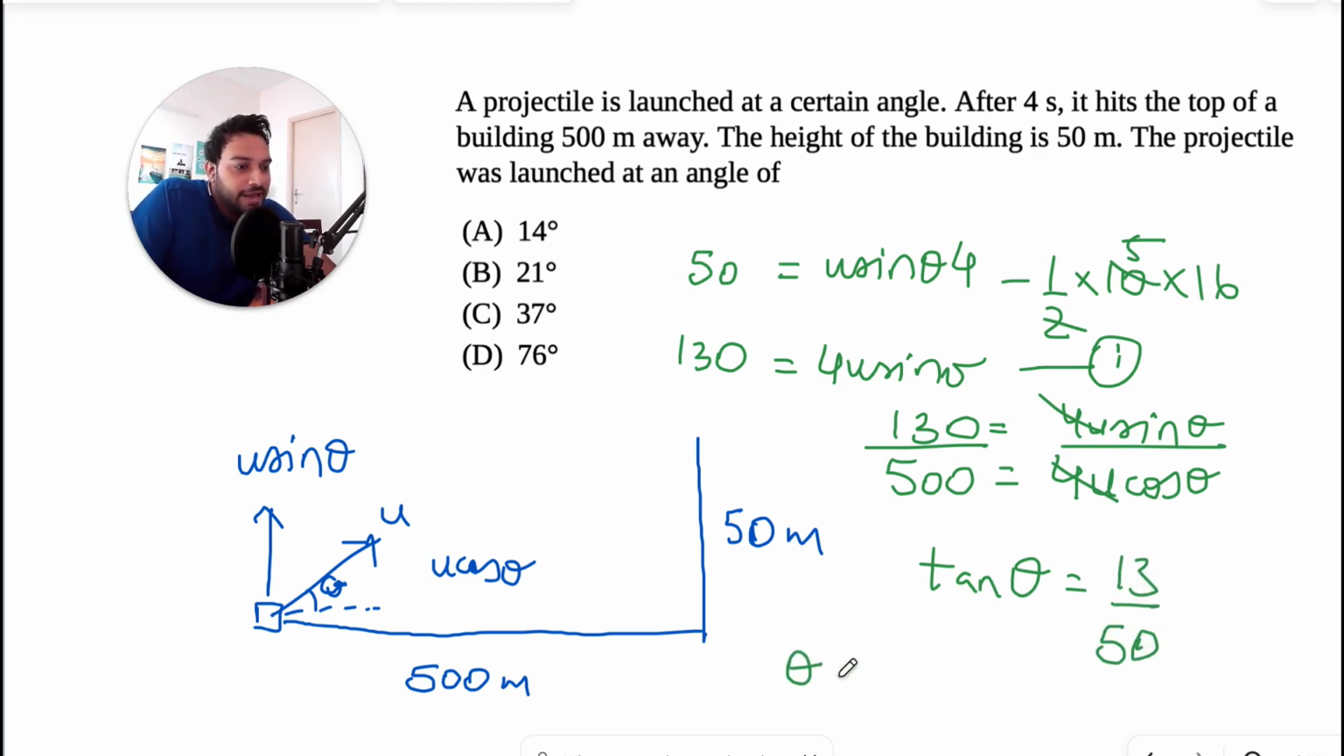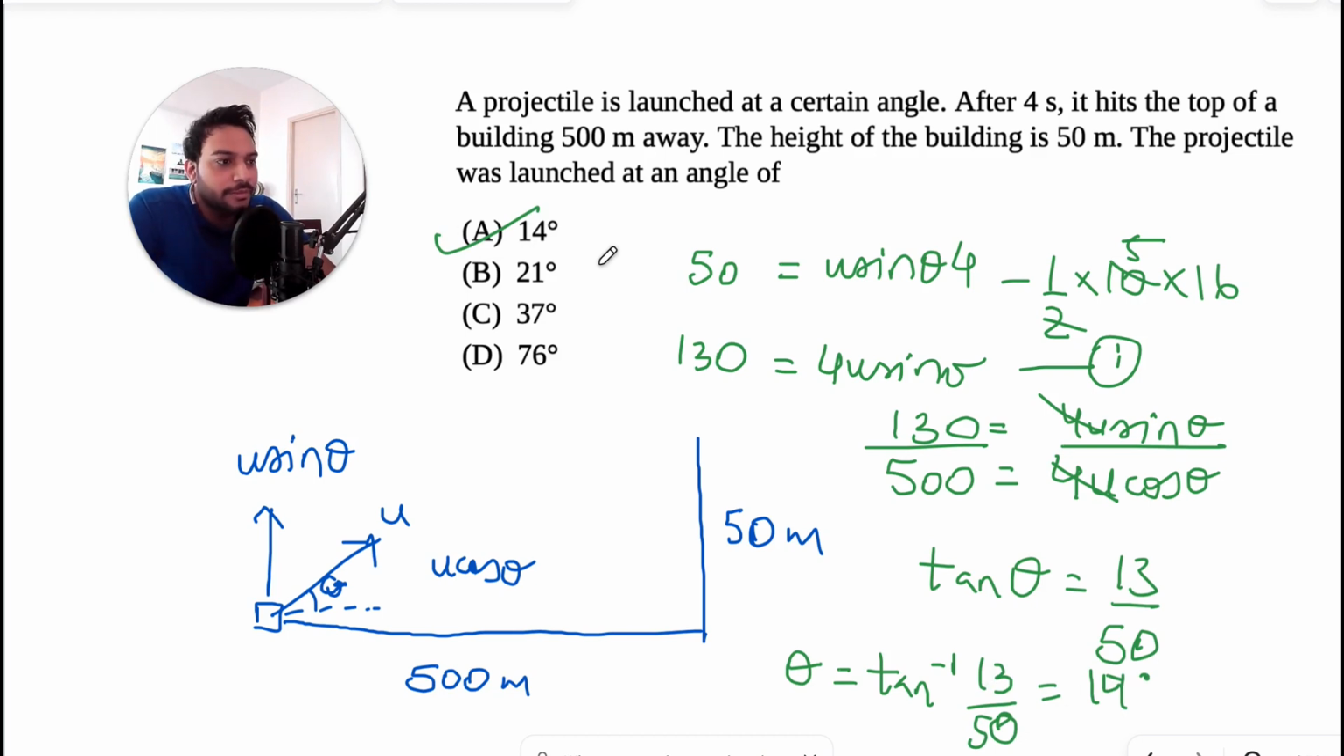Now we'll do the tan inverse of 13 over 50. Through your calculators you can check, it will be approximately 14 degrees. So that's the answer, 14 degrees. This trick is very useful. You can see that there were two variables, but upon division, one variable got cancelled and the trigonometric ratios gave us tan theta. Anyway, we can get the angle from any trigonometric ratio. It's not necessary that we figure out sin theta only or cos theta only. Okay, let's move on to the next question.